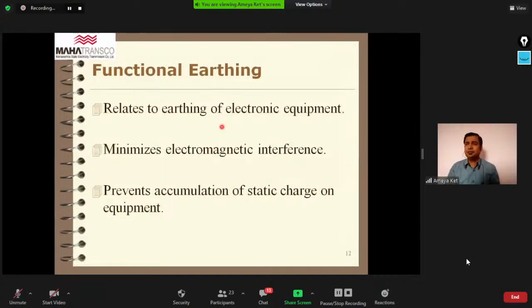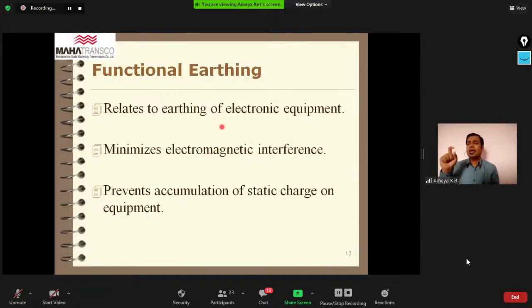Now coming to the third part, functional earthing. As the name again indicates, the earthing is carried out for the function of an equipment, to enable it to function. What does it exactly mean? A good example of functional earthing is a tan delta kit. As we are much aware, if the earthing of the tan delta kit is removed, the kit will not operate or will not perform its duty.